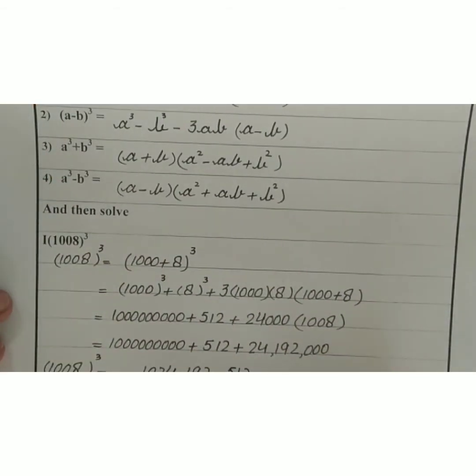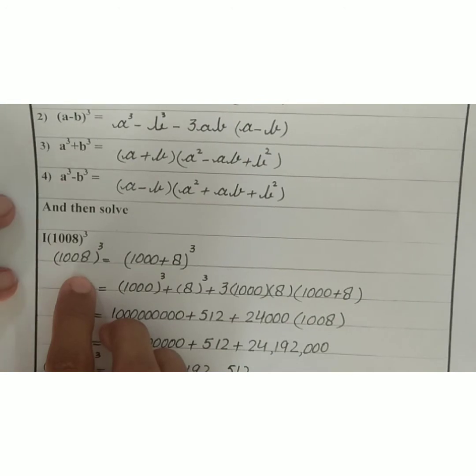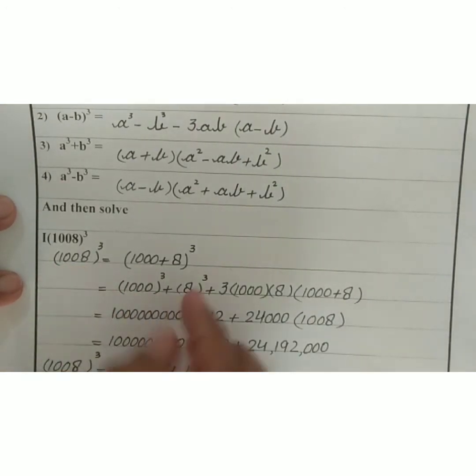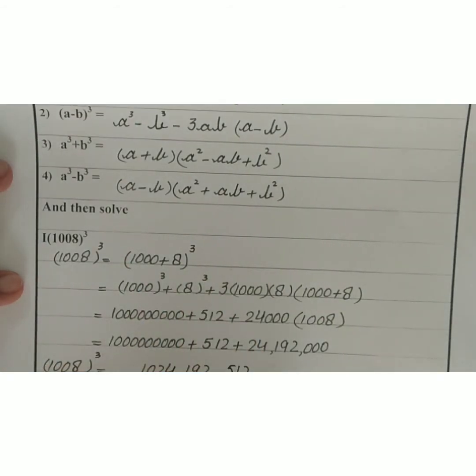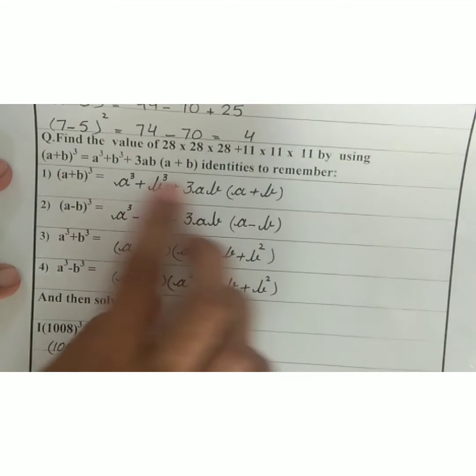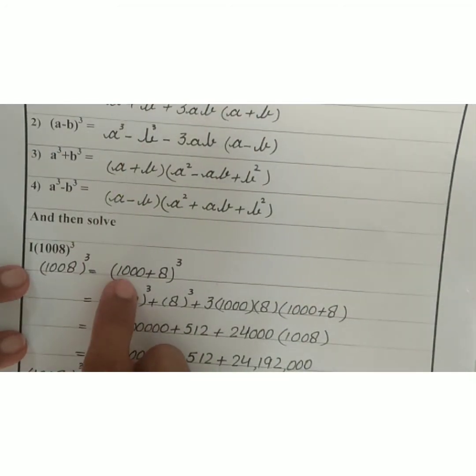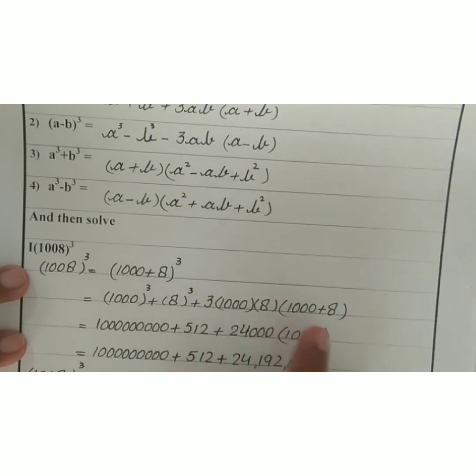Now students, move next. Next we have to find the cube of 1008. Students, convert this into two digits. Next we can write it as 1000 plus 8 whole cube. Now students, we can apply this identity on this question. Now students, here 1000 is a and b is 8. First we have a cube plus b cube plus 3ab and a plus b.